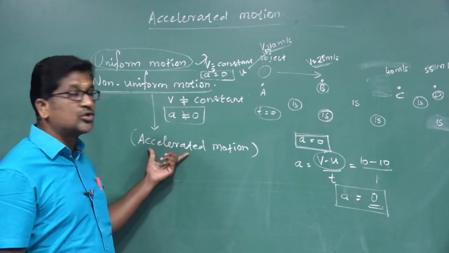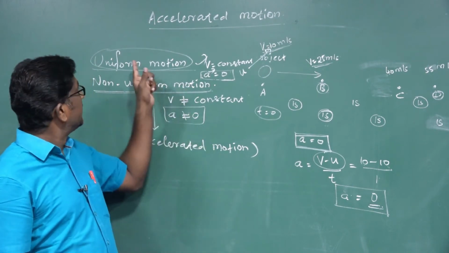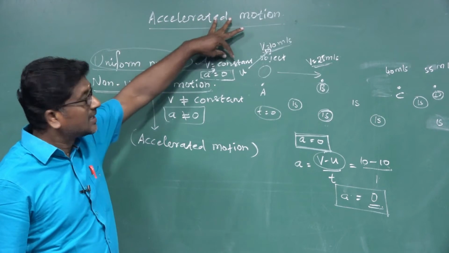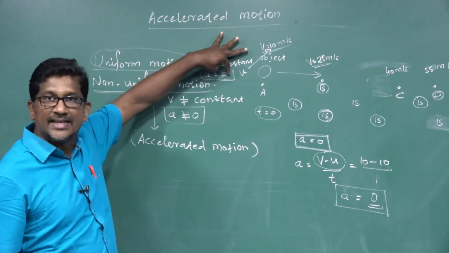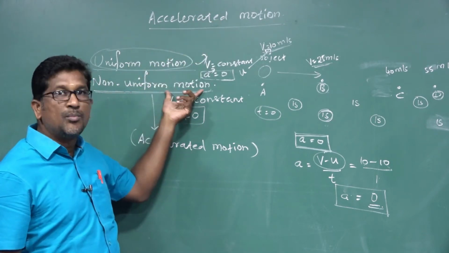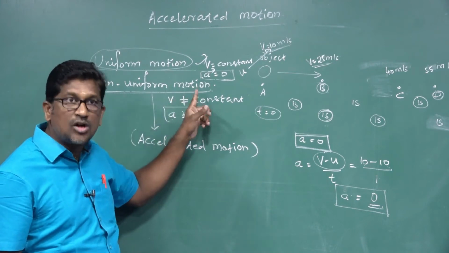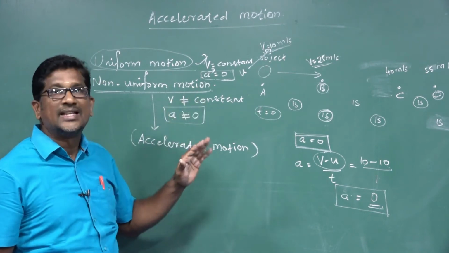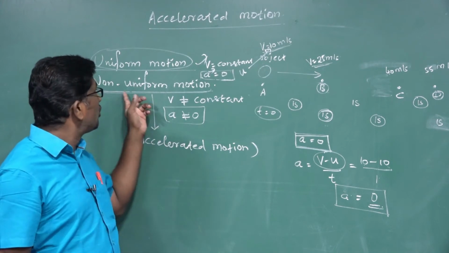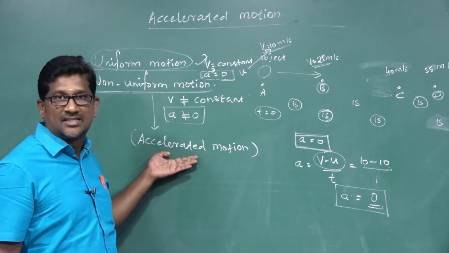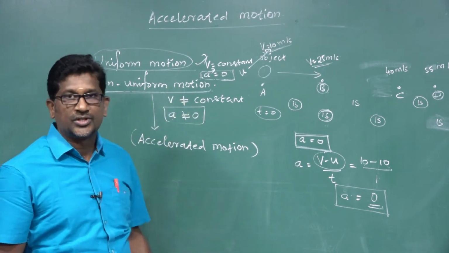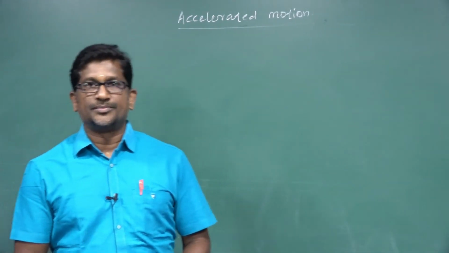Non-uniform motion is also called accelerated motion. In uniform motion, the velocity of the particle is constant, so the acceleration value is 0. In non-uniform motion, the velocity of the particle is not constant, so the acceleration value is not equal to 0. Non-uniform motion is also called accelerated motion.